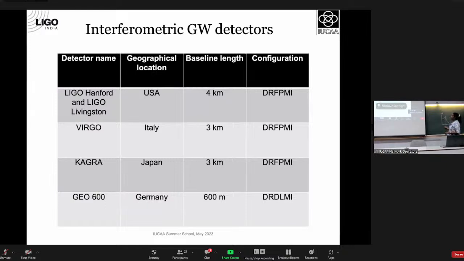So the interferometric detectors that we have right now are LIGO Hanford and LIGO Livingston. They have 4 kilometer arms. They are in the DRFPMI configuration. We have Virgo, which is 3 kilometers, and that is also in the DRFPMI. We have KAGRA, which is 3 kilometers, again in the DRFPMI. And then we have GEO 600 in Germany. This is a delay line interferometer, which is 600 meters long. There's one extra bounce. It's 300 meters times 2, so 600 overall.